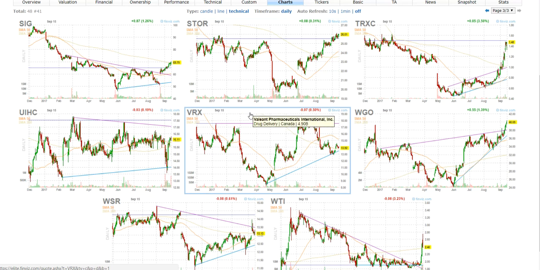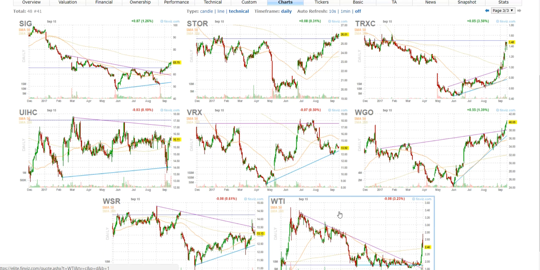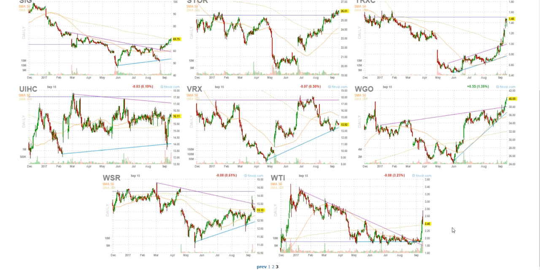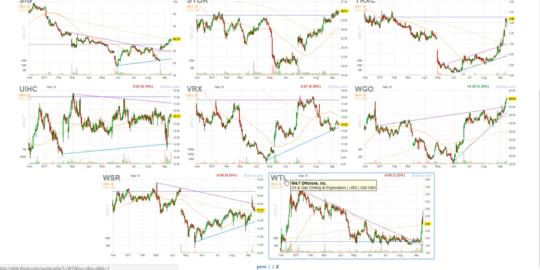VRX is definitely on my radar, and it looks like it's approaching some potential support. WTI, I just sold some WTI, or not, I didn't sell it today. Actually, I'm looking to sell some WTI that I picked up in the $1.89 range. And that's had a beautiful breakout, pulled back a little bit today, but there's been some significant insider buying from the CEO. This is the screen that brought that stock to my attention.